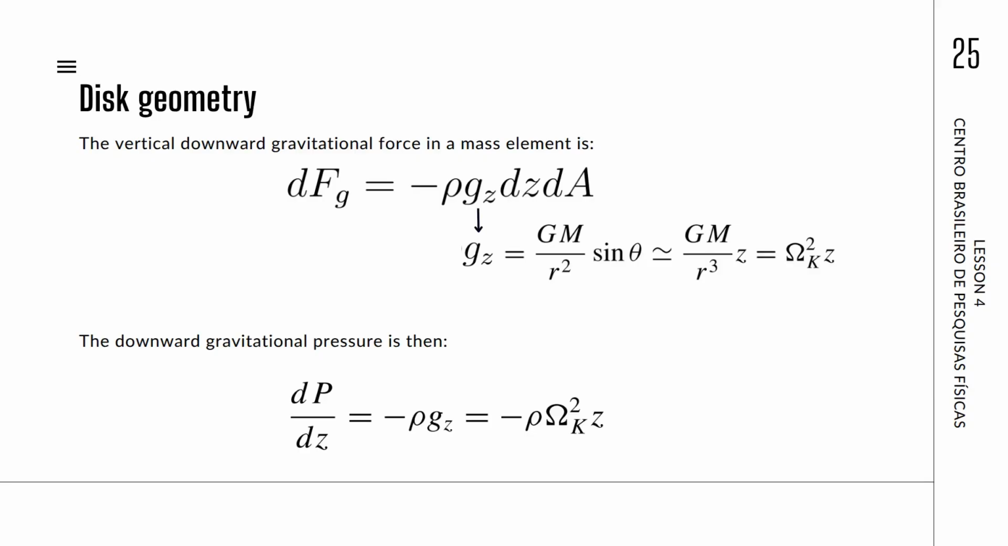Here, if we pass this dA here, what happens to this? Pressure becomes the differential pressure. If we pass the dz, we have here. So the differential pressure in the z axis will be minus rho g, but g is written like this. So the differential pressure in the z axis will be written like this.